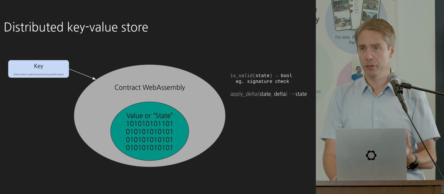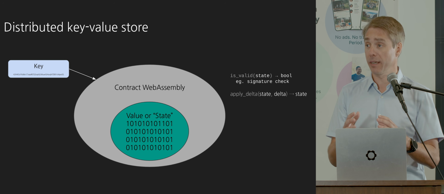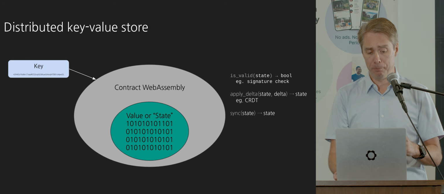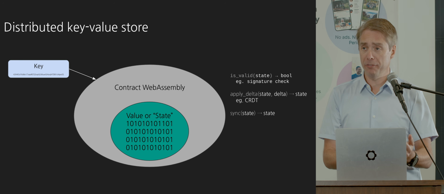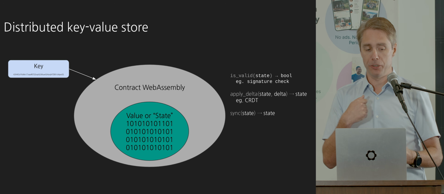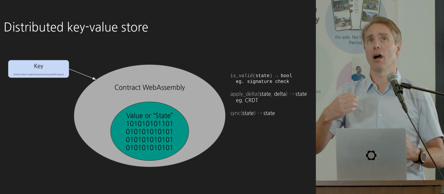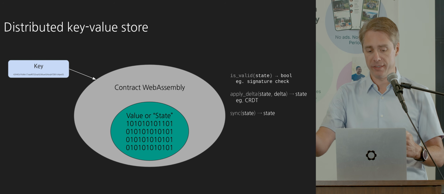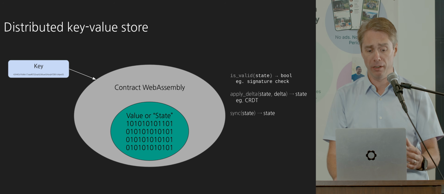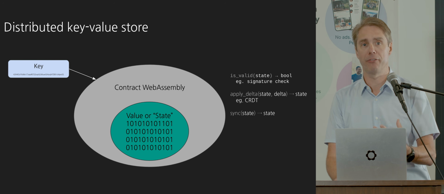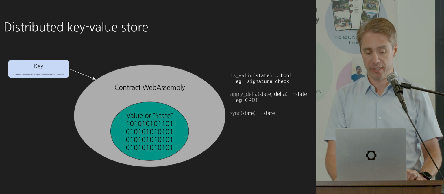The second thing the contract is responsible for is controlling how that data can be modified. When you want to modify some data in Freenet, you send what's called the delta, which is essentially a description of a modification to the data, and then the contract will decide, is this change valid or not? That might also be based on verifying that it's accompanied by a digital signature, but it can get a lot more sophisticated than that.